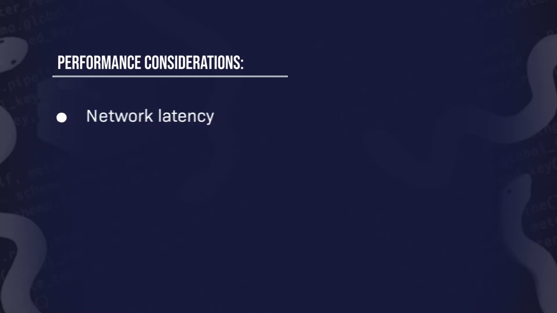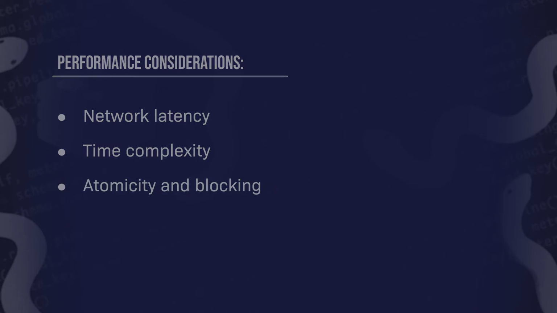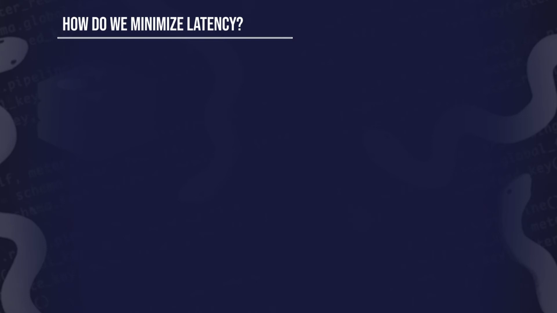The first concerns network latency, the second concerns the time complexity of Redis commands, and the last relates to atomicity and blocking. We've already discussed latency, but let's review the main points.